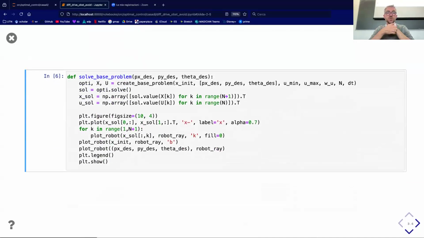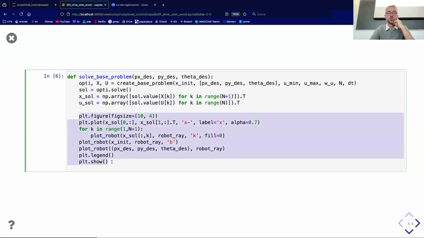And this is the function that actually solves the problem. So we call the function we defined above for creating the problem, and then we simply call the solve method. And we have these two lines for retrieving the solution into a NumPy array. And then we plot the solution just to visualize what trajectory the solver optimized.